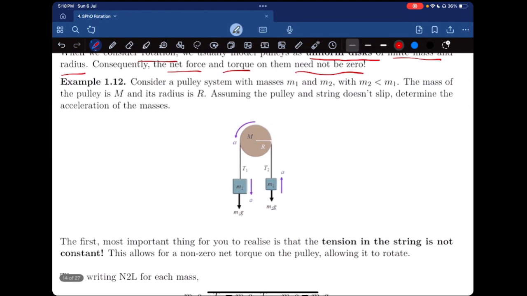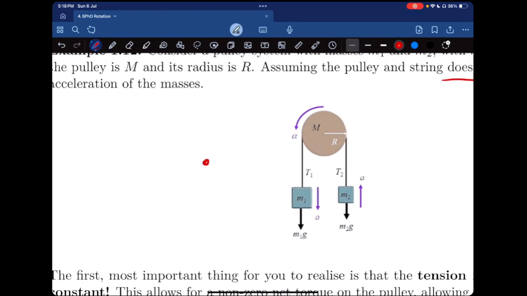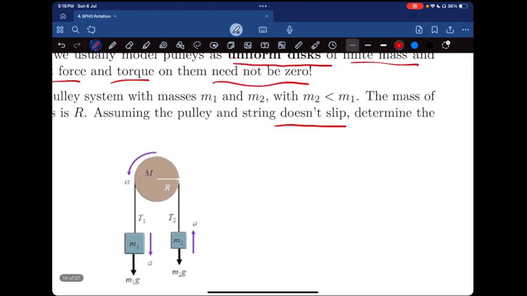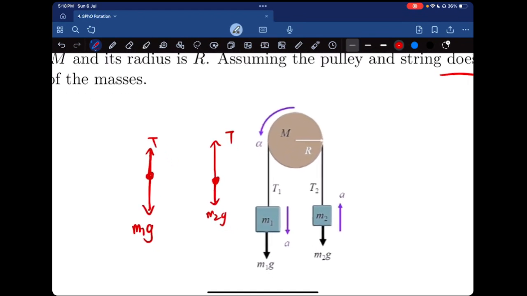We have a pulley system with 2 masses, M1 and M2. M2 is less than M1. The mass of the pulley is big M and the radius is R. Assume that the pulley and string don't slip. You want to find the acceleration of the masses. As usual, we start with our free body diagram. For the 2 masses, we have this.